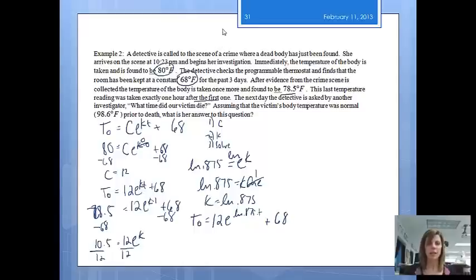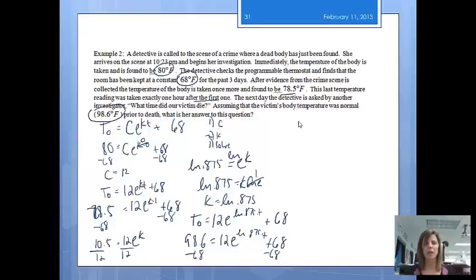It says, what is the time of death? When did the victim die? And we know when the victim died, the temperature of the body was 98.6 degrees. So now we're going to put 98.6 is equal to 12 e to the ln 0.875 times t plus 68. And we're going to be trying to solve for t. So I'll start by subtracting 68 from both sides.